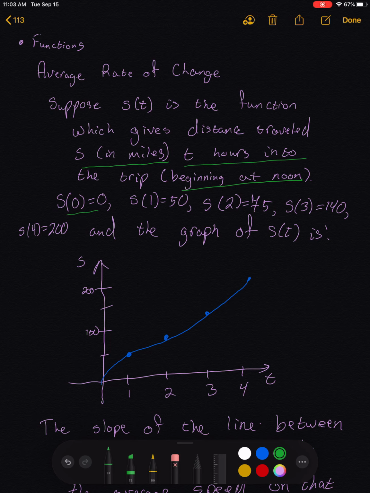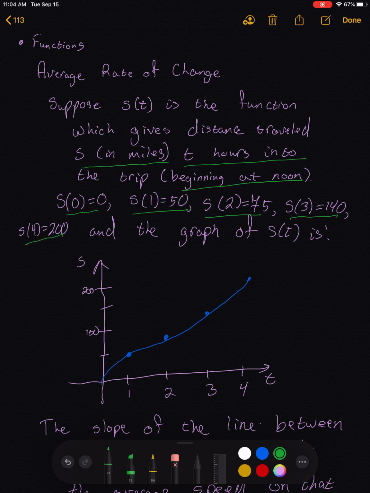S of 0 is 0. So of course at noon we've traveled 0 miles. We haven't begun the trip. S of 1 is 50, so after 1 hour we've traveled 50 miles. S of 2 is 75, so by 2 p.m. we've traveled 75 miles. S of 3 is 140, and S of 4 is 200.